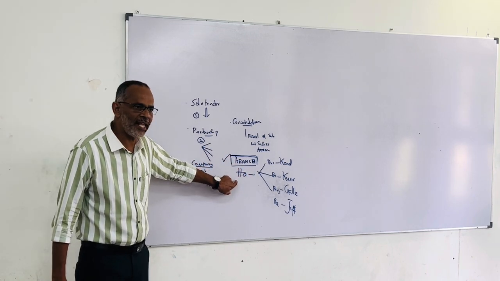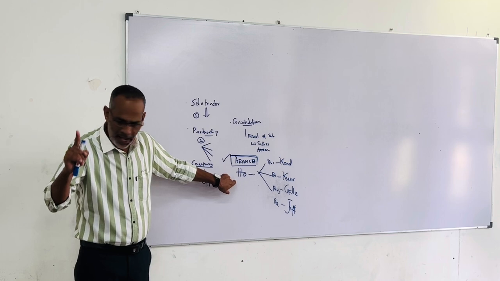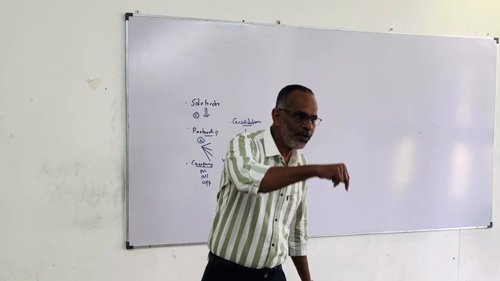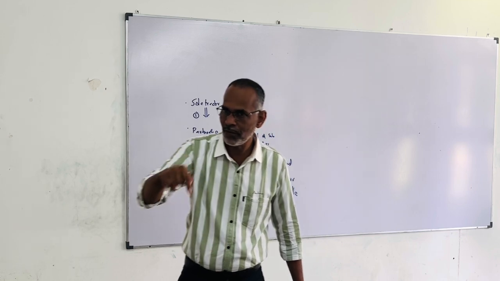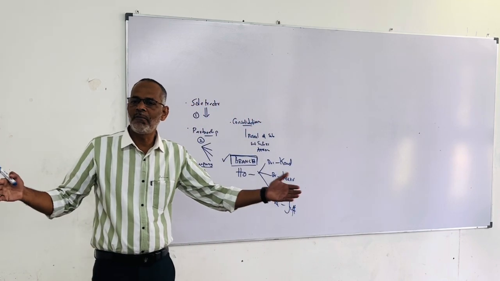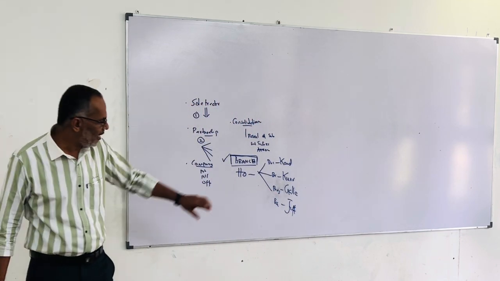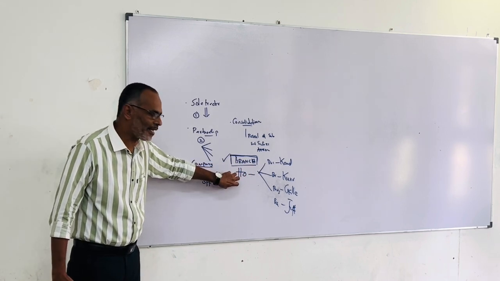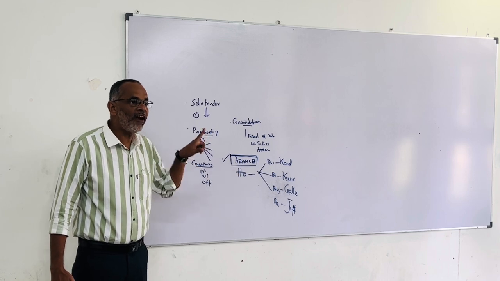How many head offices are there? If you want to do the branch account, one head office is there. That head office can be Colombo. The branch may be Colombo, the branch may be Singapore, it doesn't matter. The location of the head office is not compulsory. We should have only one head office.